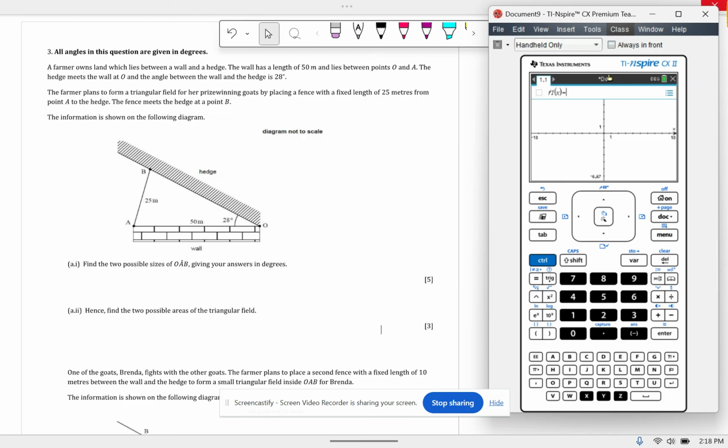of 25 meters from point A to the hedge. The fence meets the hedge at a point B. The information is shown on the following diagram. Find the two possible sizes of OAB, giving your answers in degrees.